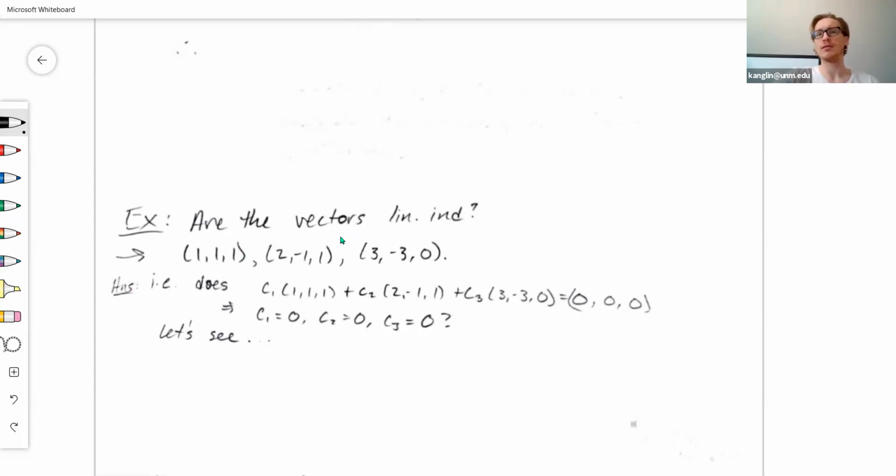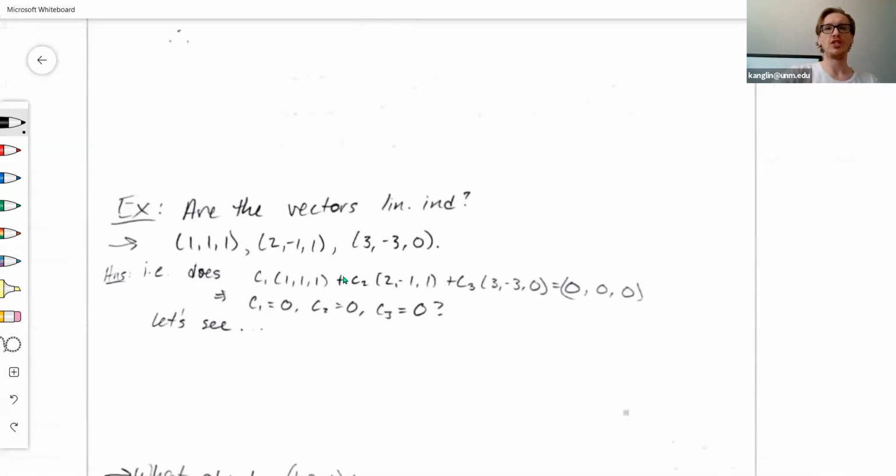Another way to phrase the question, are the vectors linearly independent, is to ask, does the equation C1 times the first vector plus C2 times the second plus C3 times the third equal the 0 vector? Does that equation imply that C1, C2, and C3 are all 0? Right? If so, we have linear independence. If not, we do not have linear independence. We have dependence. So let's see. Does this equation imply that all the C values are 0?